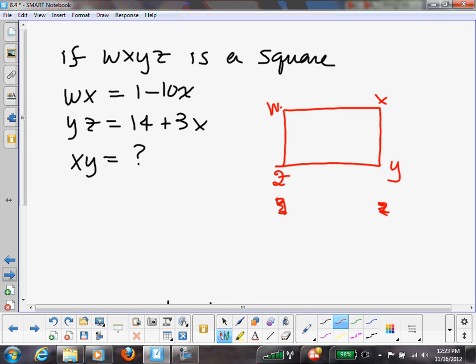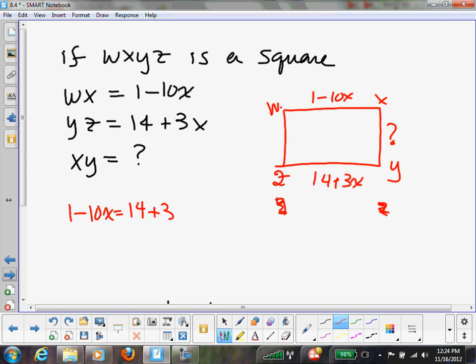So if WX is 1 minus 10x, and YZ is 14 plus 3x, then what is XY? And remember, this is a what? So we're using our properties. What would I do? We know all the sides are equal to each other. And so this is going to give me 13x is equal to negative 13. So x is equal to negative 1. Does that make sense? Is that okay to use? Why is negative 1 okay?